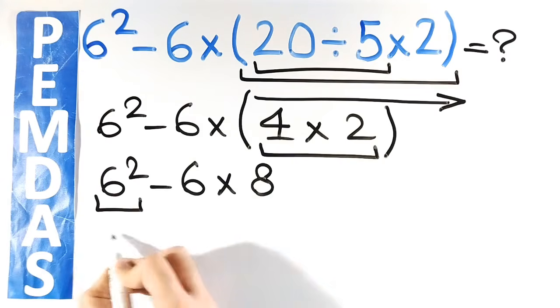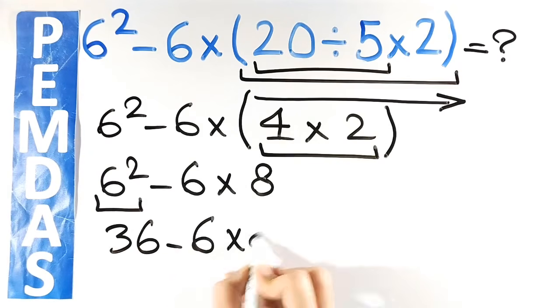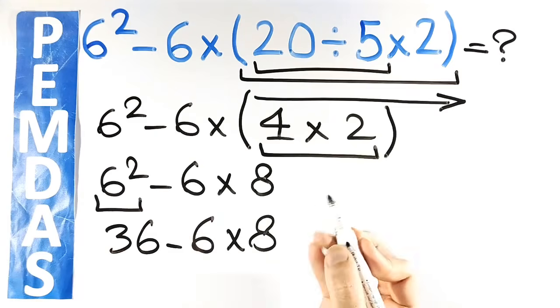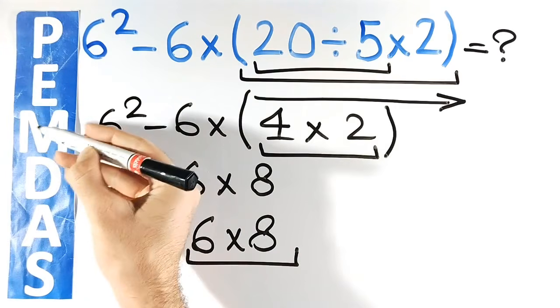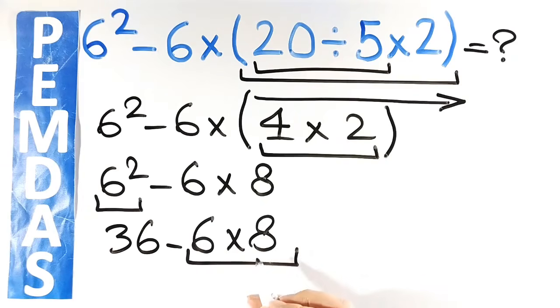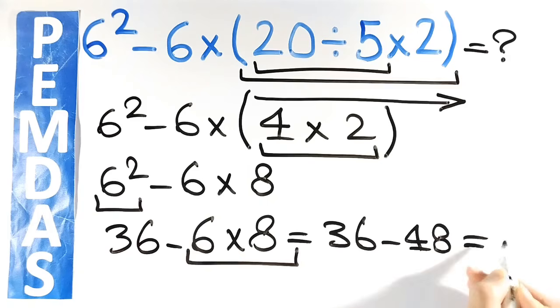So we rewrite this expression as 36 minus 6 multiplied by 8. And the final step, we go for the multiplication between 6 and 8 because multiplication has a higher priority than subtraction. So instead of this expression, we can write 36 minus 48, which finally gives us the answer, negative 12.